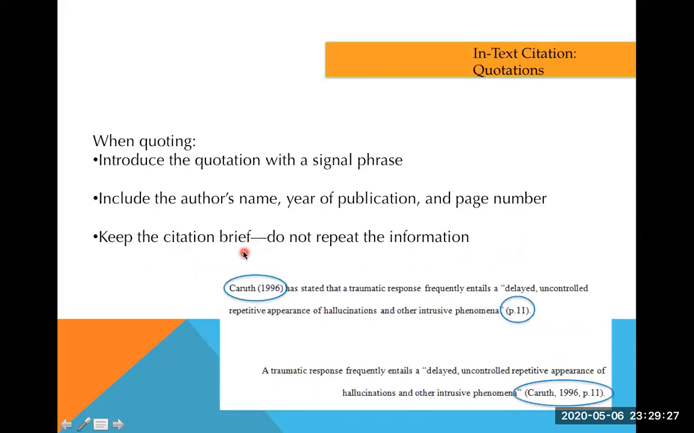And also you need to keep the citation brief. You don't need to repeat the information. For example, Garuth 1996 has stated that a traumatic response frequently entails, and then a short quotation starts. As you can see, we have quotation marks included, so this indicates that we need to place a page number, you see? Or, a traumatic response entails a delayed, uncontrolled, and so on and so forth, when you'd like to include the author's name in parentheses. In this case, you need to include the name, the year, and the page number. So you have two different citation styles used for quotations, you see?